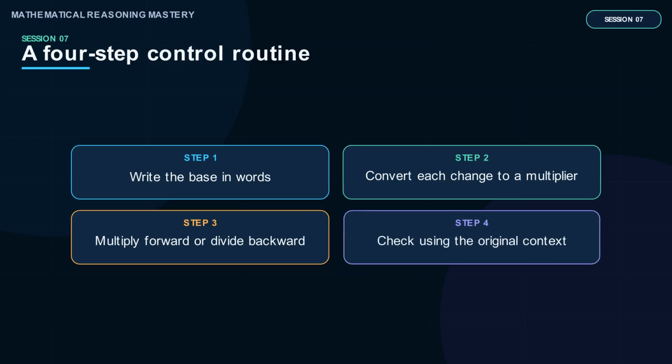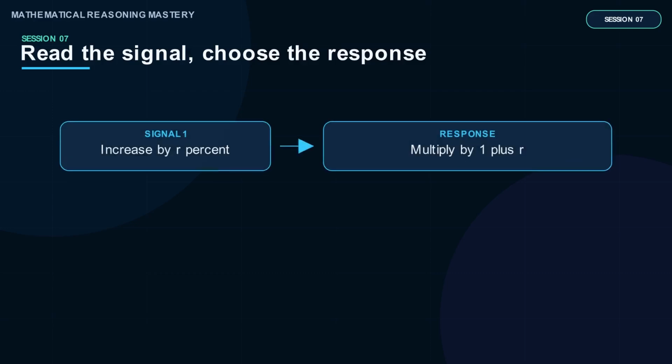Step 4. Check using the original context. Verification is part of the solution because it tests the answer from another direction. Signal 1 is increase by R%. Respond by remembering. Multiply by 1 plus R. Name the response before calculating.